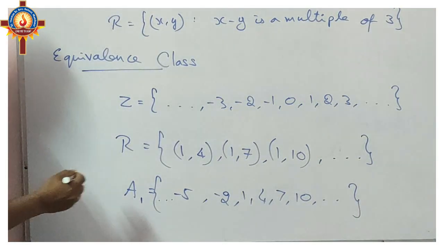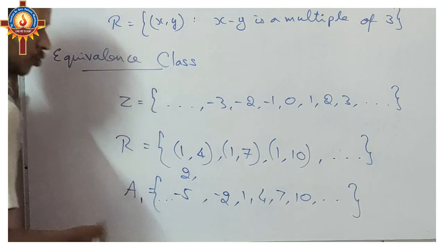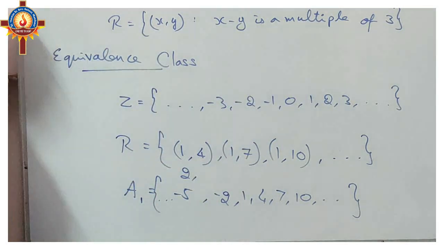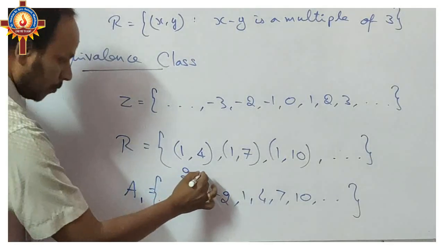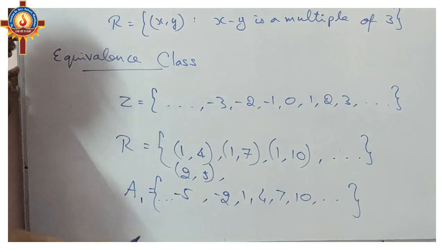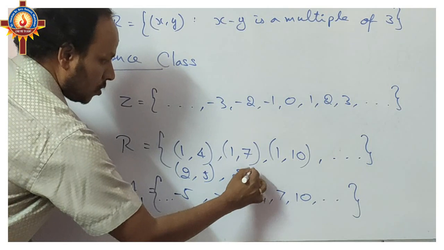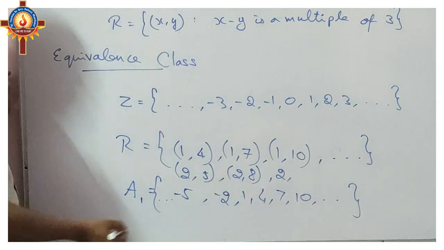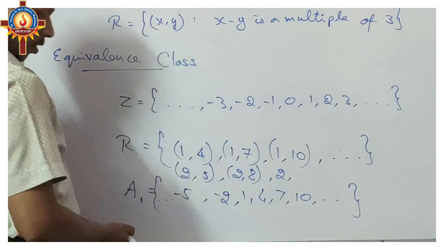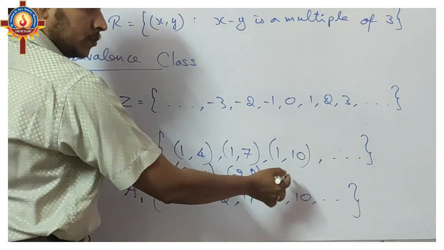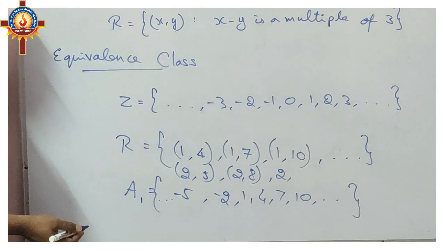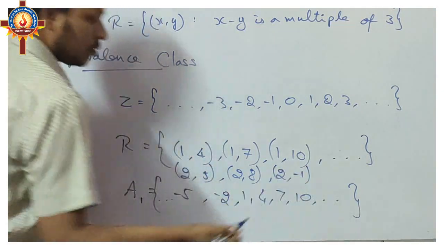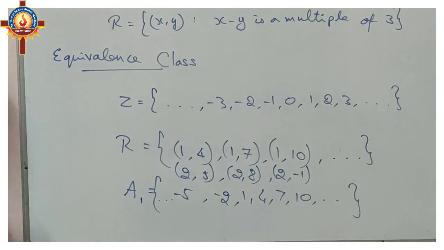Similarly, consider x as 2. If x is 2, then what can be the values of y? It can be 5, it can be 8. On the negative side, if you consider, then it can be minus 1. Yes, 2 minus minus 1 is 3, a multiple of 3, and so on.